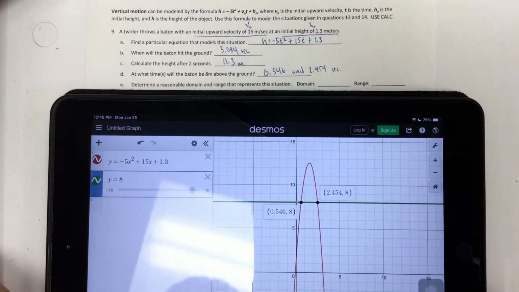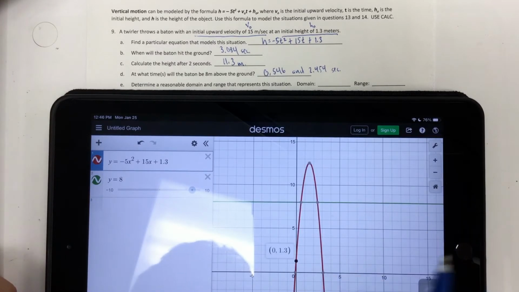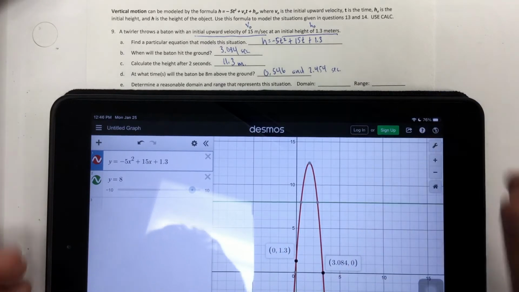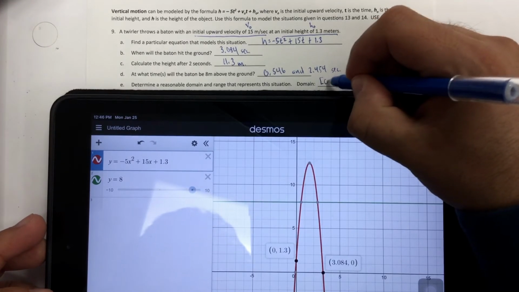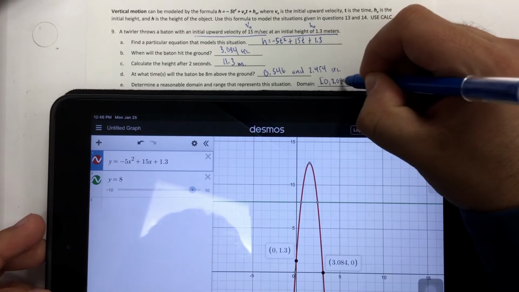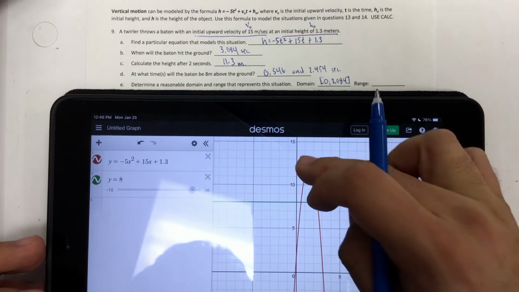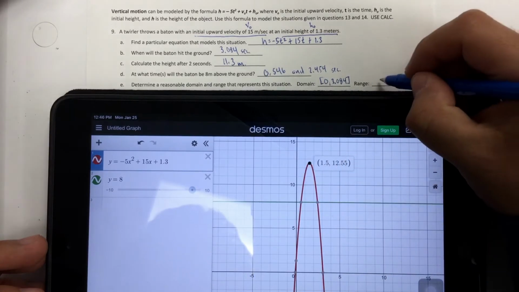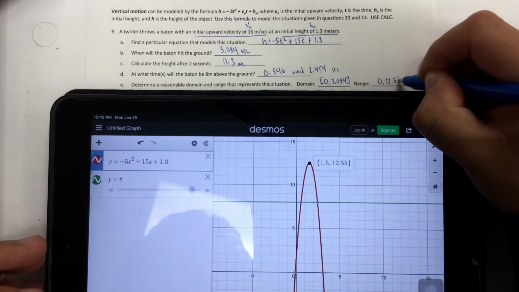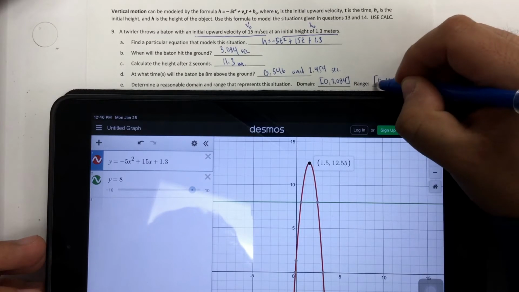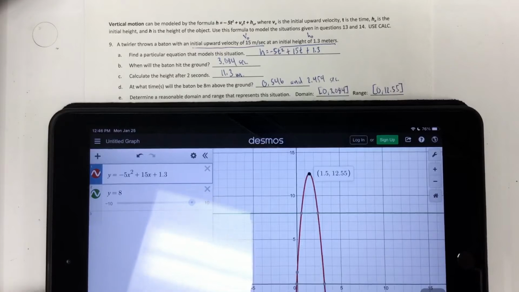And last, it asks, what is a reasonable domain and range? So for the domain, this x-intercept goes negative, but that's not a part of the situation. So it starts at 0, and it stops at 3.084. So bracket 0, comma 3.084. That is the domain. And for the range, we can see the lowest value is y is 0, and the maximum is 12.55. So 0, comma 12.55. So there's your reasonable domain and range for this situation.